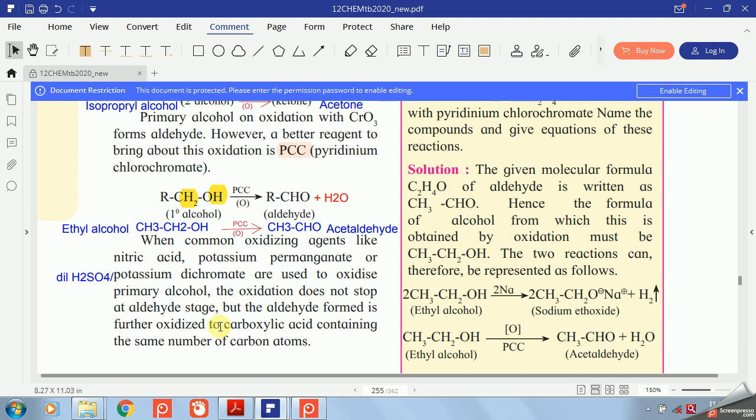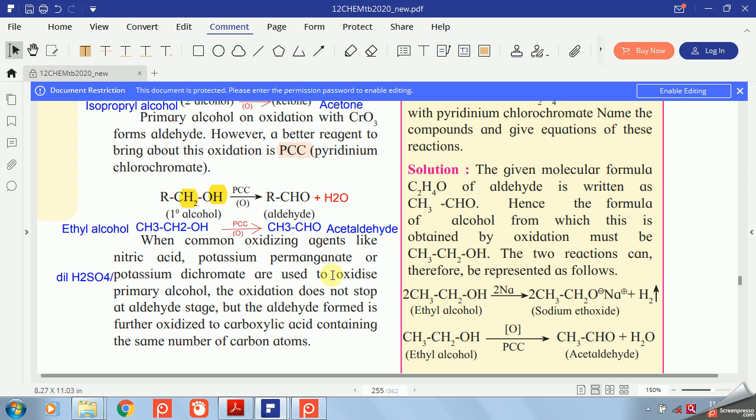there are other different oxidizing agents such as potassium permanganate, KMnO4, nitric acid that you already know, HNO3, then potassium dichromate, K2Cr2O7, but you have to add dilute H2SO4. So these are the different reagents, they also generate oxygen, and that oxygen is used for oxidation, similar to your CrO3 and PCC.